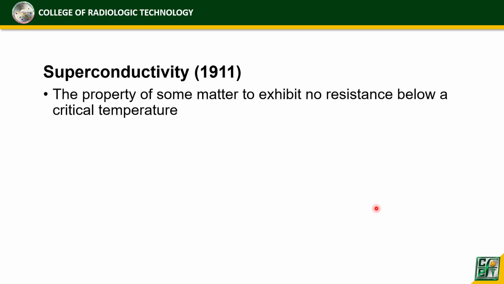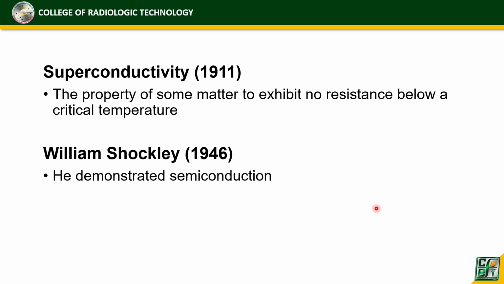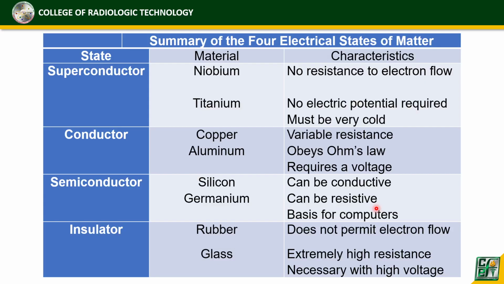Okay, so superconductivity, na-discover siya noong 1911. So, ayan. The property of some matter to exhibit no resistance below a critical temperature. Okay, so William Shockley, siya naman ang nag-demonstrate ng semi-conduction. So, ito yung ating summary ng electric states ng matter. Okay?